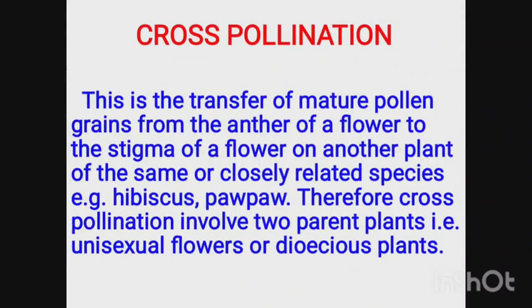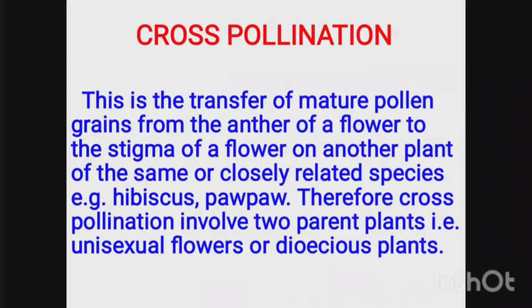Let's look at cross-pollination. This is the transfer of mature pollen grains from the anther of a flower to the stigma of a flower on another plant or on a closely related species. So when we say cross pollination, it means the male part of the flower releases pollen grain and it is transferred to the stigma of another plant, all right, of the same species or a closely related one.